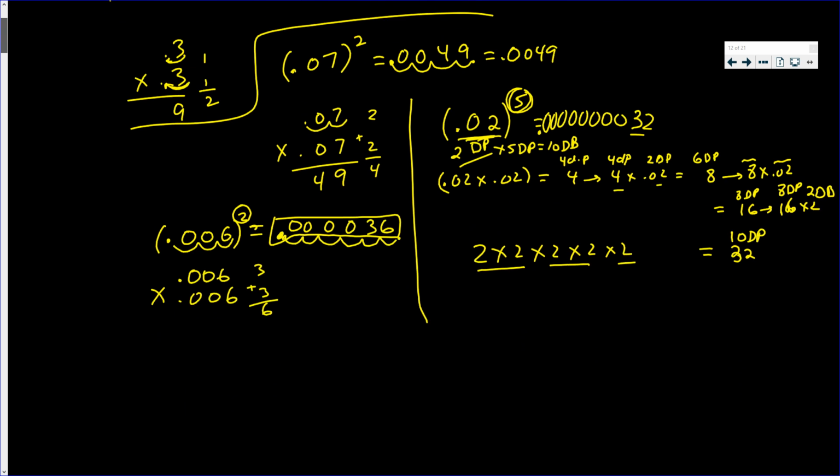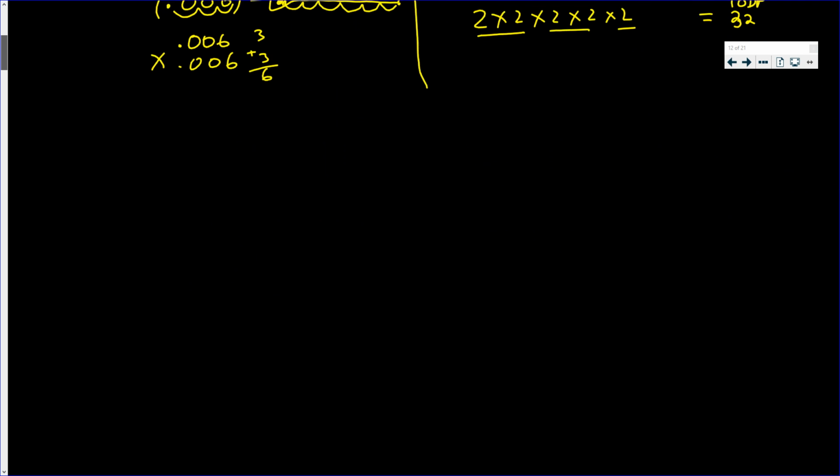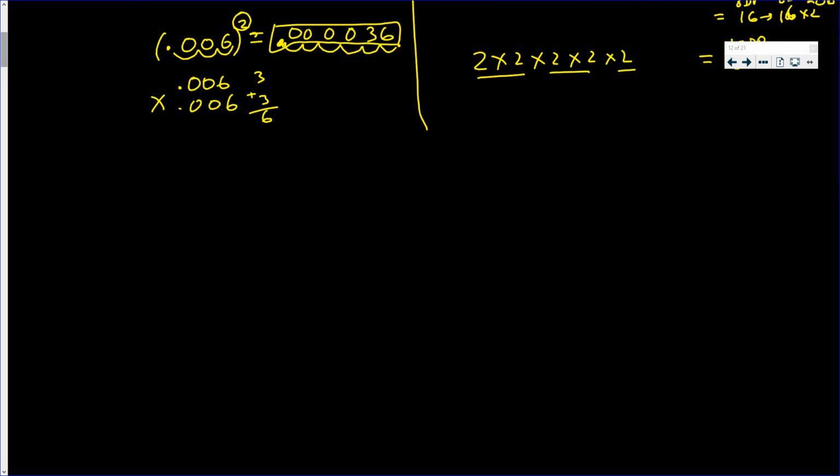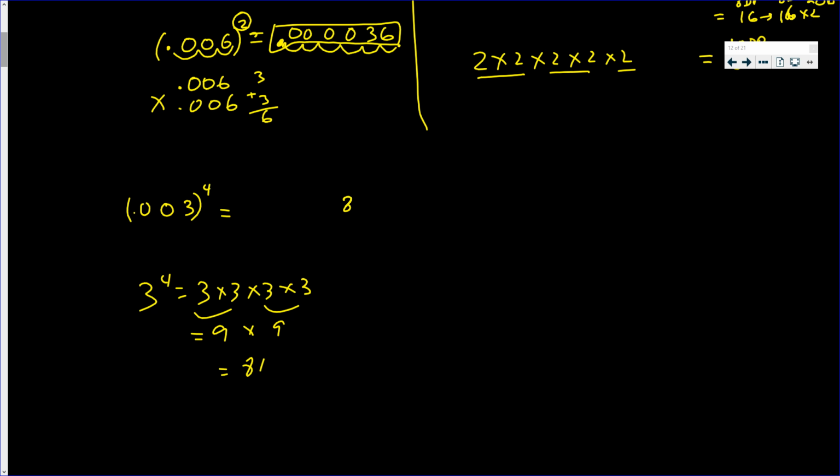Let us look at a couple of other examples. Suppose you were asked to do 0.03 to the 4th power. Well, 3 to the 4th power is 3 times 3 times 3 times 3, which is 9 times 9, which is 81. So the answer is going to be 81 with probably some zeros in front of it.